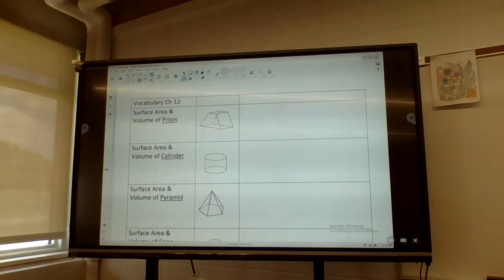So, volume and surface area of a prism. So in each of these, I'm going to do volume and surface area.